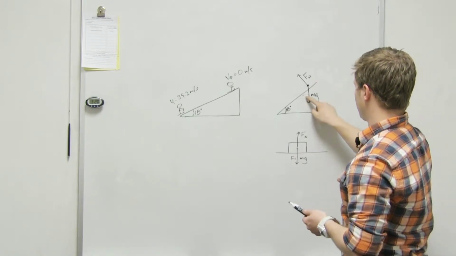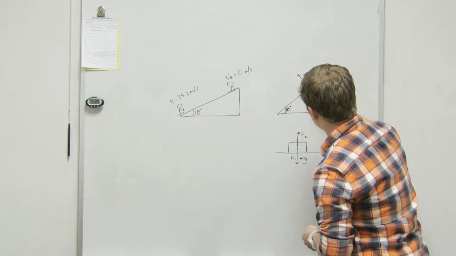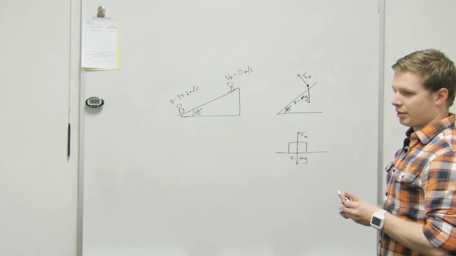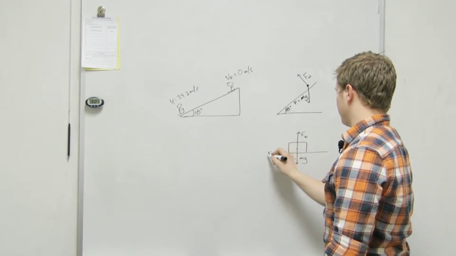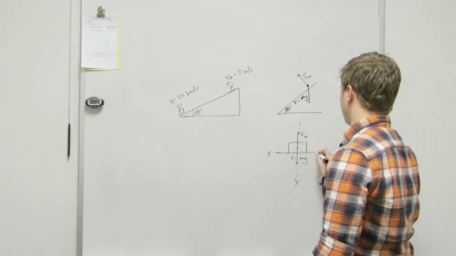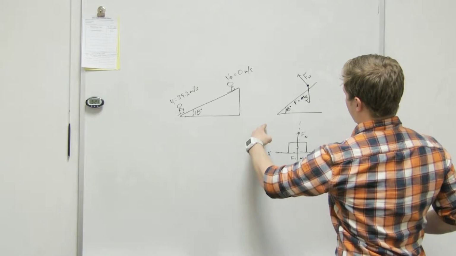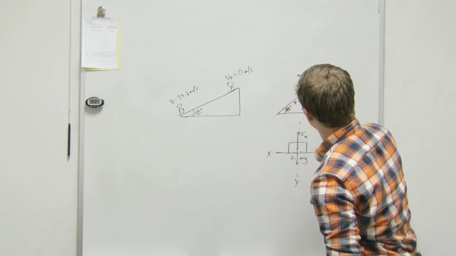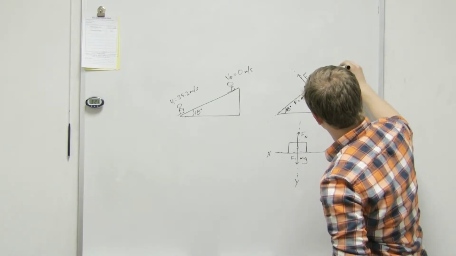So I'm actually going to write this over here. Anytime we deal with a slope, normally we have our x-axis and y-axis, but we're going to tilt the axes. So the x-axis goes along with the slope. And you'll see in a minute why that's really helpful. So x and y.